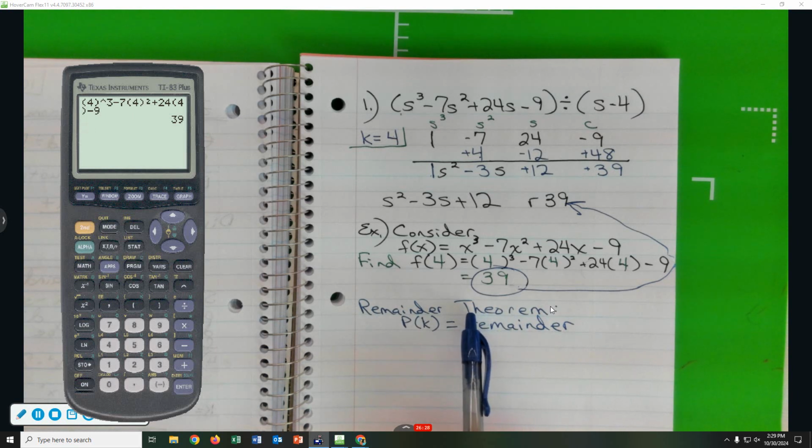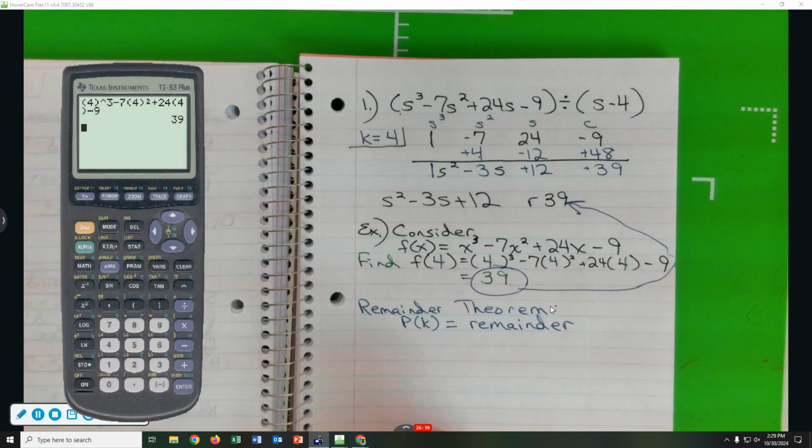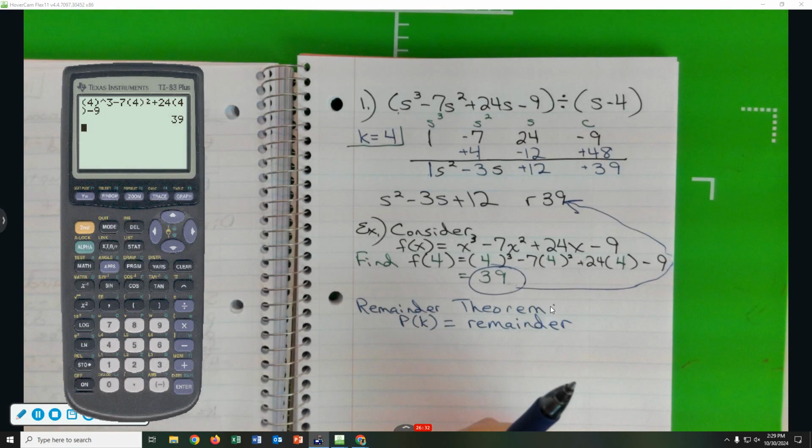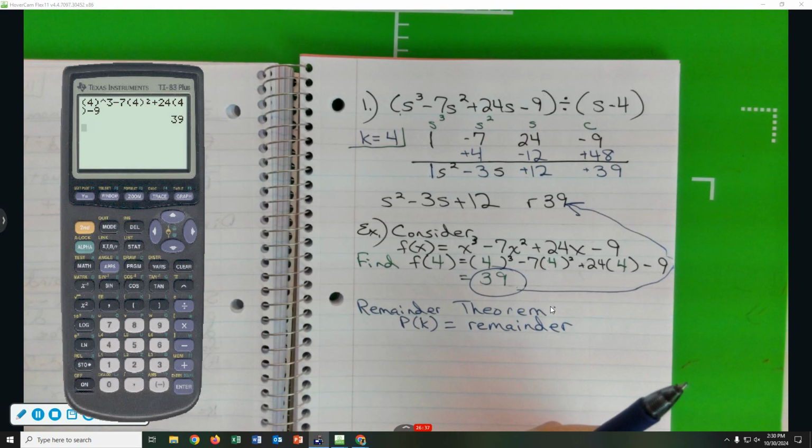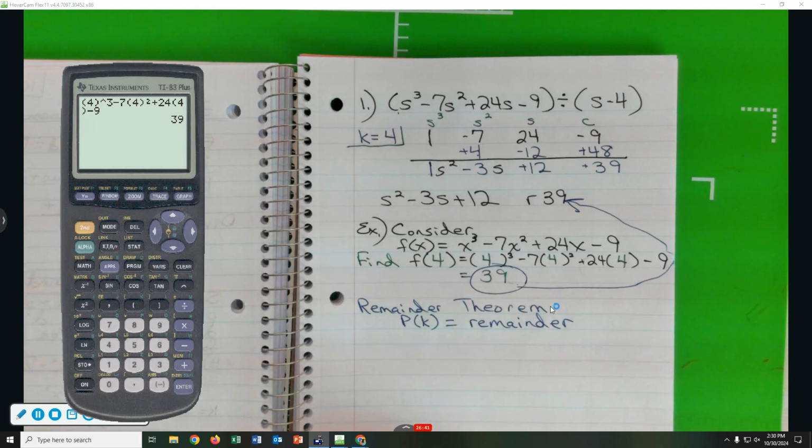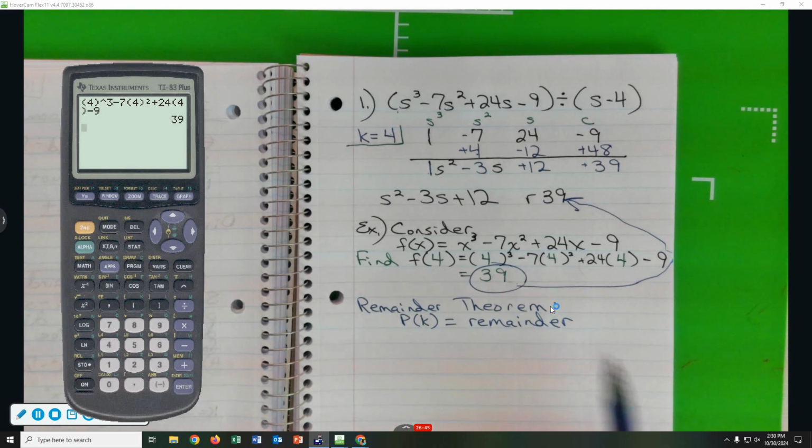There's something called the fundamental theorem of algebra. The fundamental theorem of algebra. That seems pretty important, doesn't it? To be called the fundamental theorem of algebra? Did they mention that by name? No, they didn't. The remainder theorem was mentioned by name.